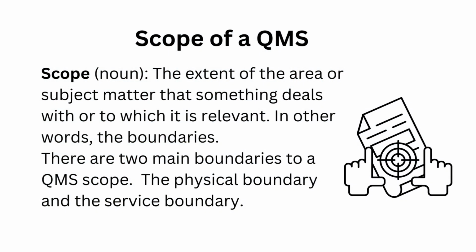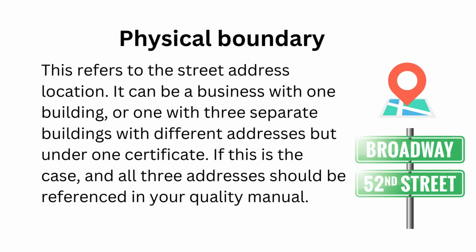Scope. Noun. The extent of the area or subject matter that something deals with or to which it is relevant. In other words, the boundaries. There are two main boundaries to a QMS scope: the physical boundary and service boundary. Physical boundary. This refers to the street address location.